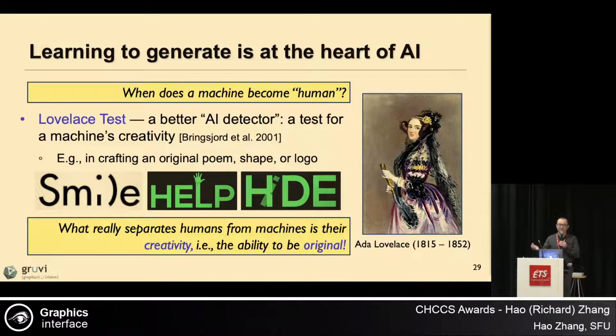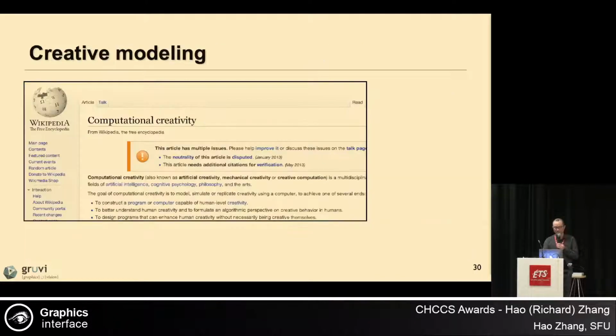That quote was taken from her, and then came the so-called Ada Lovelace test. The Lovelace test tests the machine's ability to be creative, to be original, to create something which is considered to be creative. Some people did believe that's a better AI detector than the Turing test. It certainly is going to be harder. So we tried to pass the Lovelace test. We tried to have a machine that can create these logos. As you can see, they're quite creative, but we actually failed pretty badly. So it's certainly a very difficult problem.